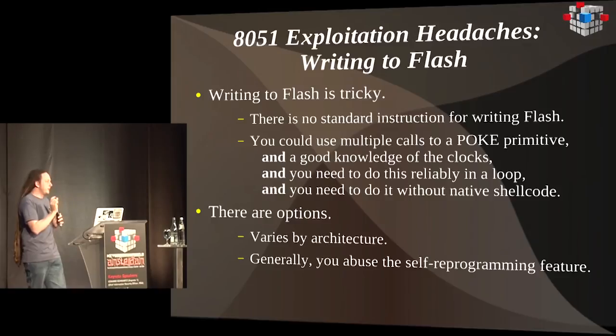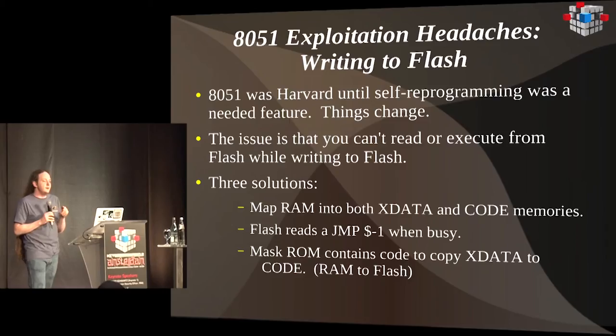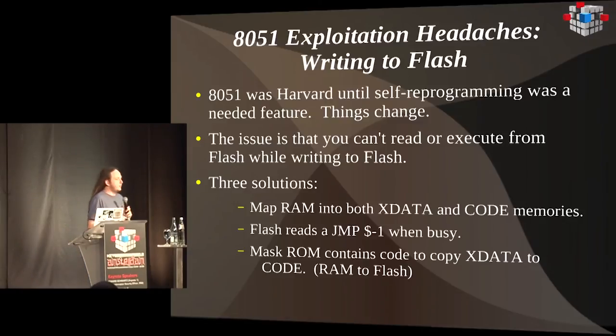And these self-reprogramming features are sort of a loophole around these limitations. If the chip crashed every time you tried to fetch an instruction from flash memory while programming flash memory, then the architecture would be hell to write a self-reprogramming program for. So of the loopholes that they wrote in, one is that they map RAM into both data and code. And if they do that, then you can execute from RAM. So you just run from RAM while you're writing to flash memory.